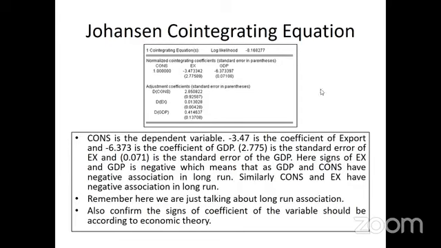Now, whatever relation I have got here, remember it is a long-run relationship, not short-run causality. It is a long-run association. And you will have to confirm whether these signs are in conformity with the theory or not. See, basically VAR, VECM or ARIMA are atheoretical models. We don't have any theory behind this, right? But we are running all of them.